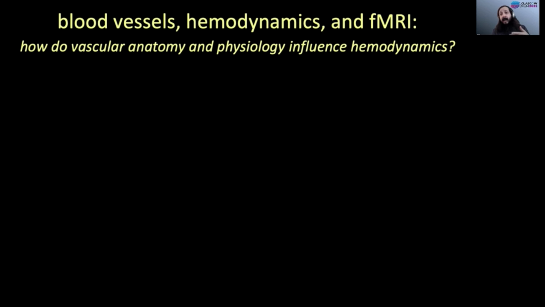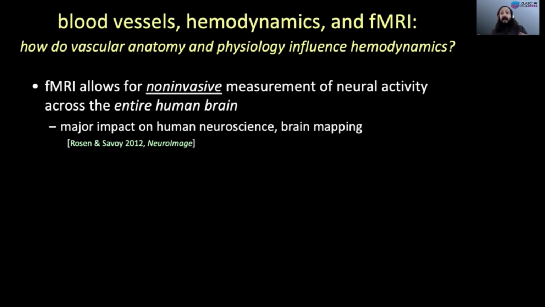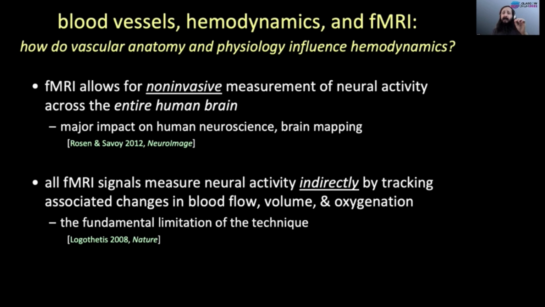And so for this reason, today I'll address the question, how do brain vascular anatomy and physiology shape or influence hemodynamics and the fMRI signals? Now, as this audience knows, fMRI allows for non-invasive measurement of neural activity across the entire human brain, from cortical gray matter to subcortical gray matter and brainstem nuclei, as well as the cerebellum and even the white matter. However, all fMRI signals in use today measure neural activity indirectly by tracking the associated changes in blood flow, volume, and oxygenation that accompany neural responses, which are collectively known as the hemodynamic response.